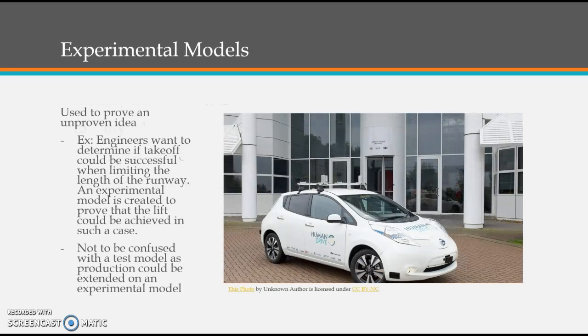So experimental models is the first thing that the chapter discussed. Ideally, this is something that is created to prove an unproven idea. So the examples in the book are ones like, for example, that I've written here, an airplane. Engineers are curious about how an airplane can successfully complete a takeoff when limiting either the length of the runway or other aspects of the airplane. So an experimental model is basically created to prove that the lift could be achieved in such a case.